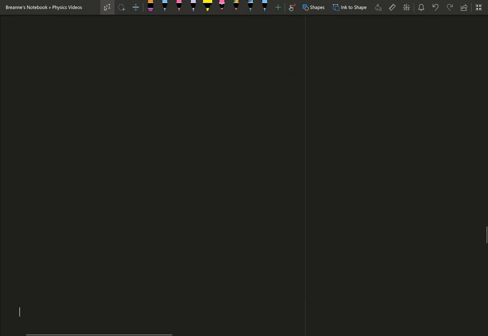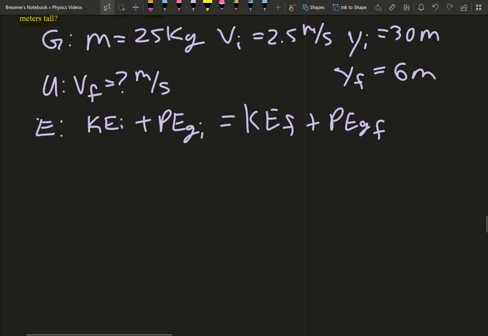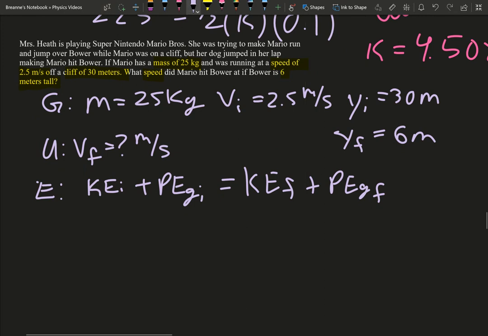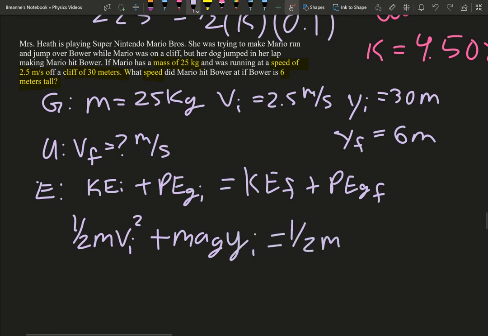Space. Here we go. And now you plug in all your substitute for the equations. So you should have 1/2 mv initial squared plus mgy initial equals 1/2 mv final squared plus mgy final. Just plug in what you got now.